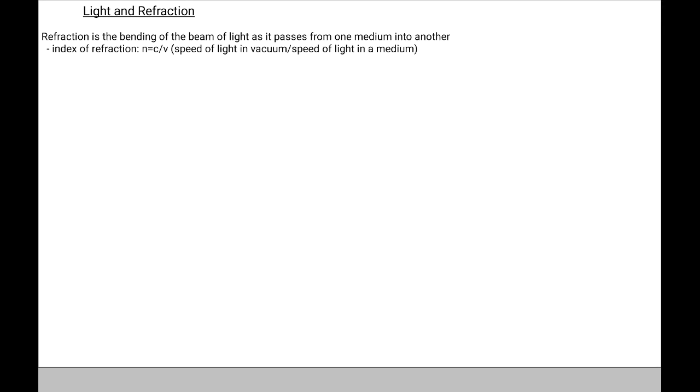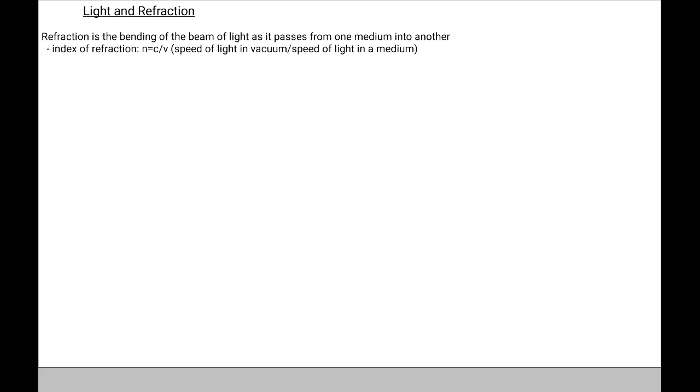Let us now look at light and refraction. So we've seen before that at the interface between two media, light will reflect, but it also refracts, and that means that a beam of light passing from one medium into another will bend. Now the way it bends depends on the index of refraction of the two different media.